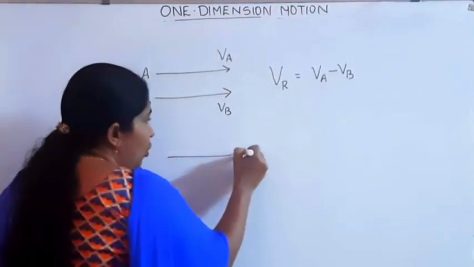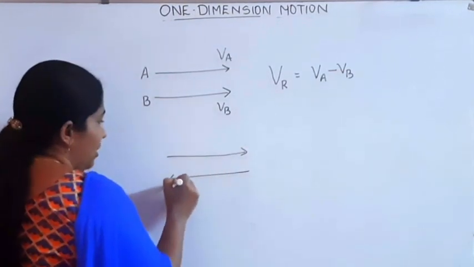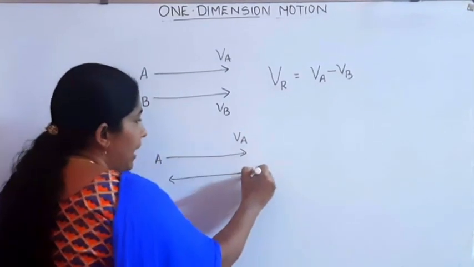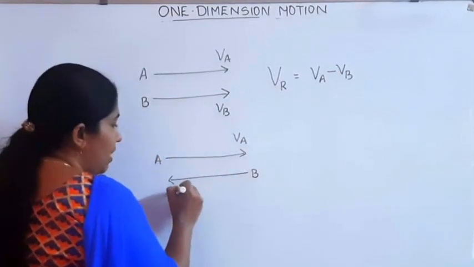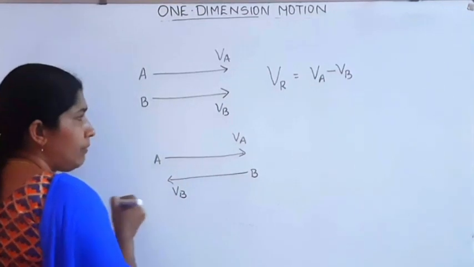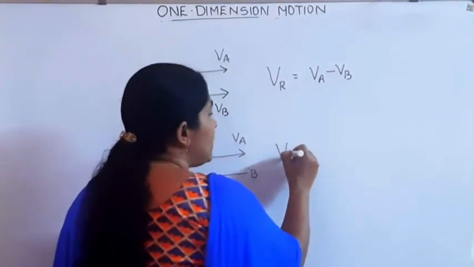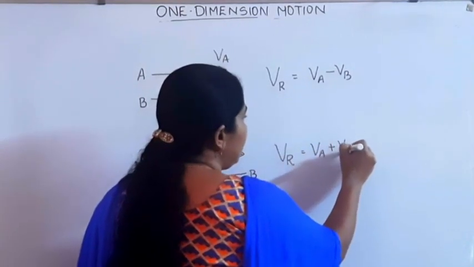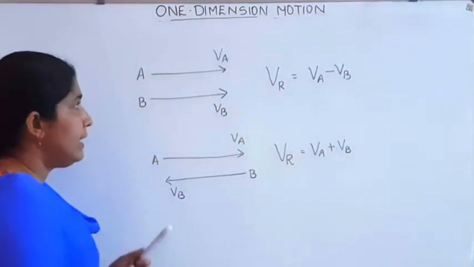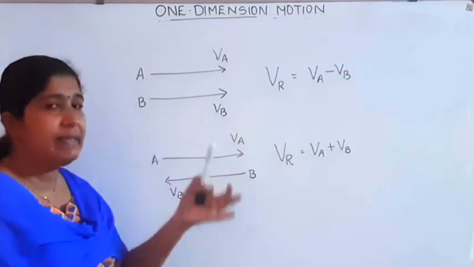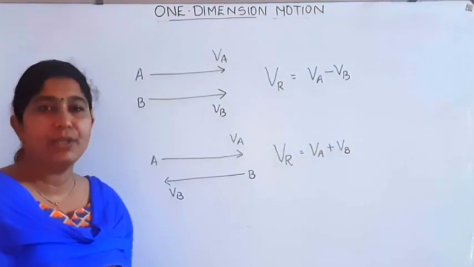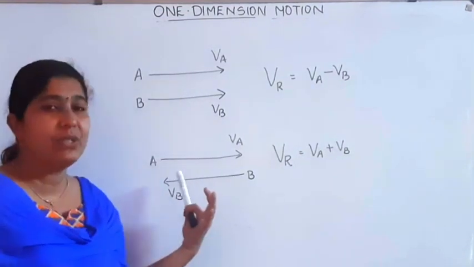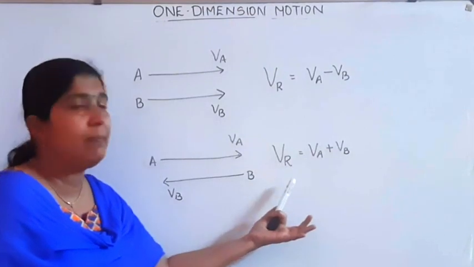Now, if these two bodies are moving in the opposite direction, body A moves with a velocity VA in the forward direction and body B moves with a velocity VB in the backward direction, then relative velocity is equal to VA plus VB. That is, if two bodies are moving in the same direction, relative velocity is equal to VA minus VB. And if two bodies are moving in the opposite direction, it is equal to VA plus VB.